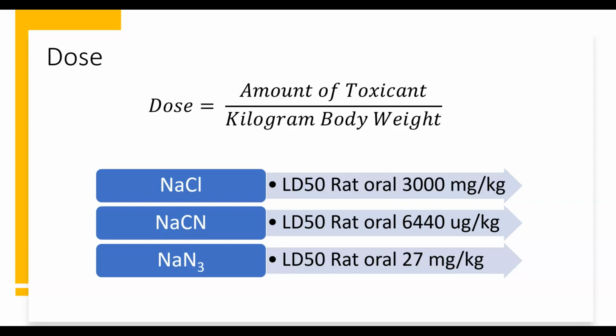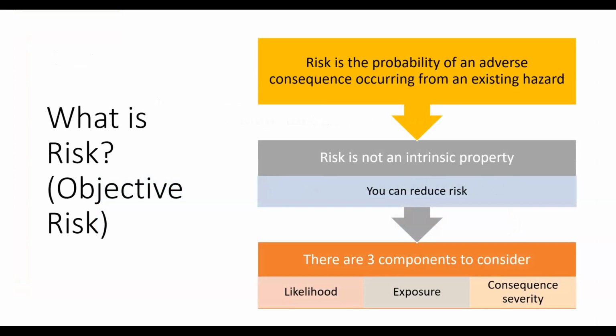So what about risk? Well, we're going to talk about two kinds of risk. One is objective risk, that is, risk you can more or less measure. It still has a subjective component to it because you have to estimate risk. You can't ever really get a finite number value for the risk. You have to use your experience to evaluate it. But the probability of an adverse consequence occurring from some existing hazard is the risk.